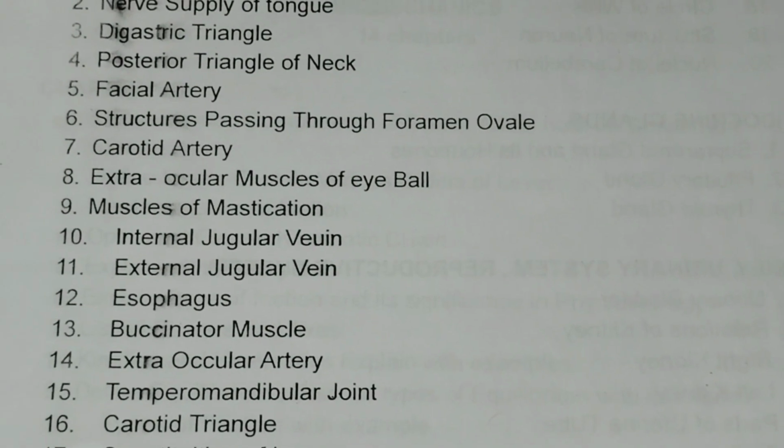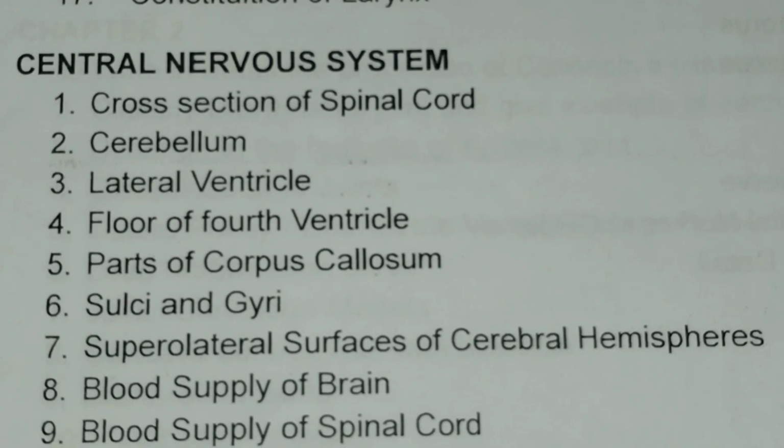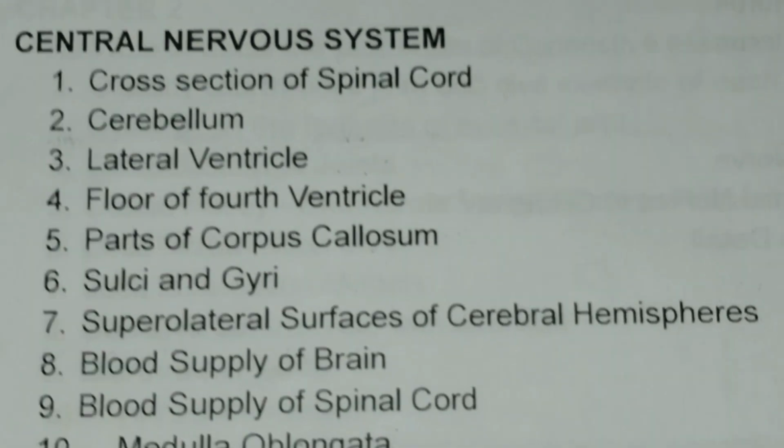Okay guys, now let's start with the CNS, which is the another volume, neuroanatomy. The first topic is cross-section of spinal cord. Second one, cerebellum. Third one, lateral ventricle. Fourth one, floor of fourth ventricle. Fifth one, parts of corpus callosum. Sixth one, sulci and gyri.